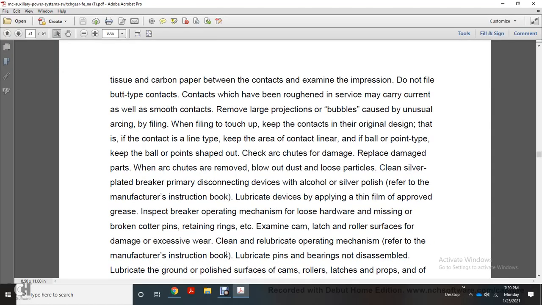Clean the silver-plated breaker primary disconnecting device with alcohol or silver polish. Refer to the manufacturer's instruction book. Lubricate the device. Apply a thin film of the approved grease.